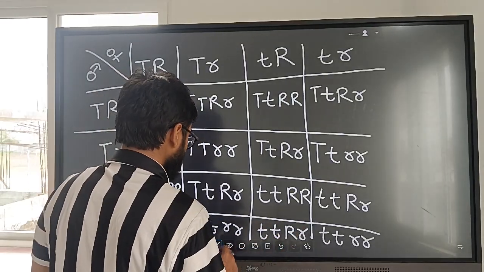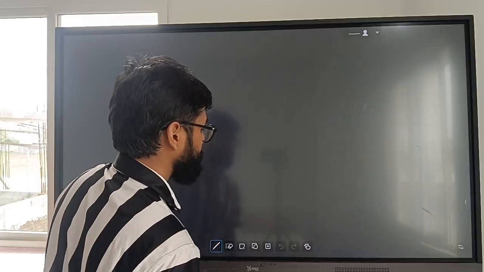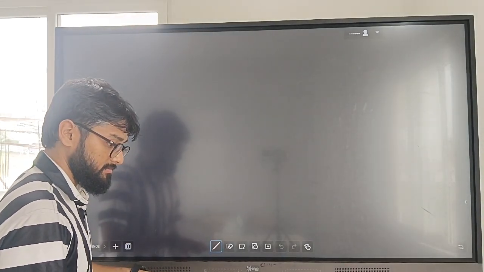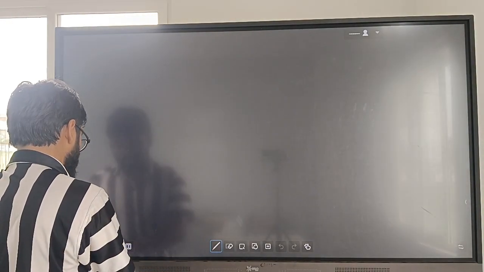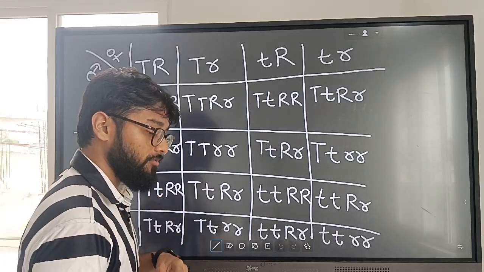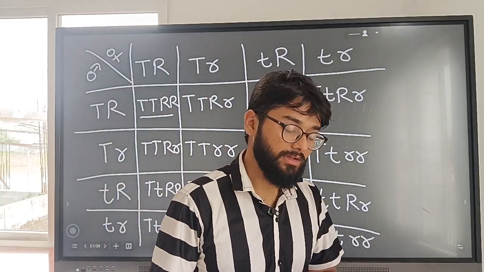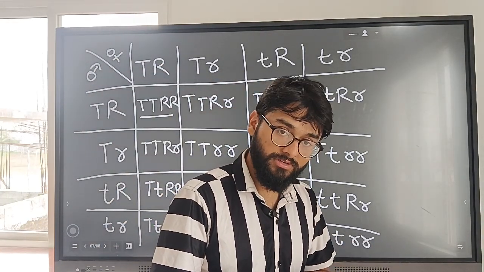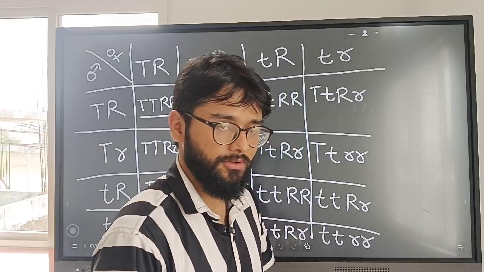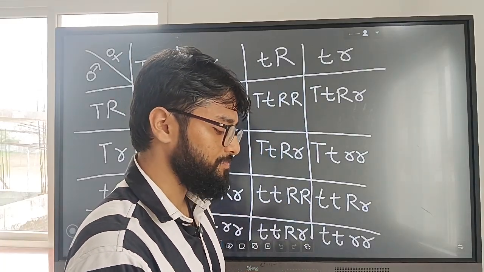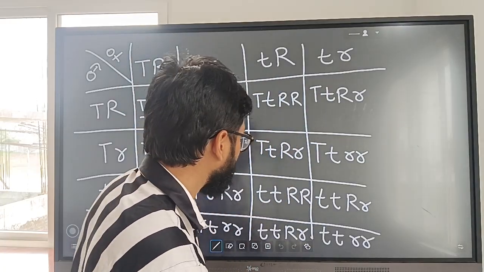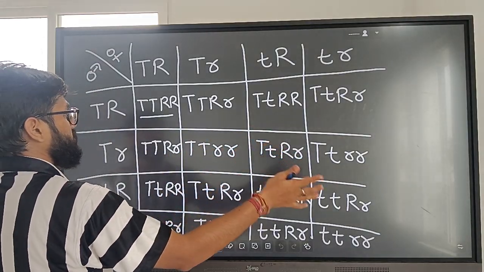Now how to decipher this? Just by seeing it, if you can count, what were our dominant traits? Our dominant traits were round and tall, right? Or tall and round, either way it's fine. If it is round and tall, we simply need to find out how many round and tall we get.